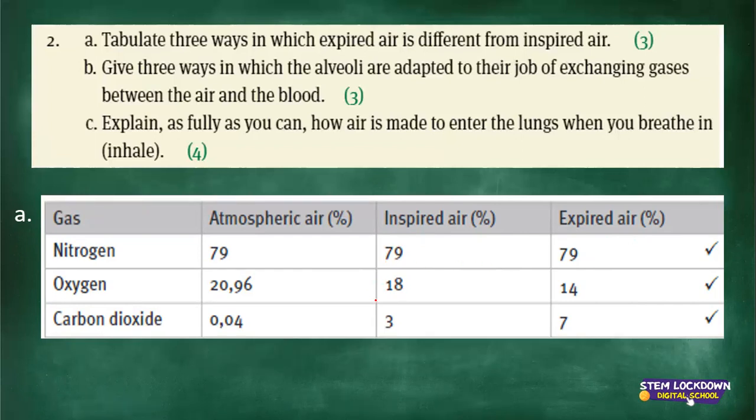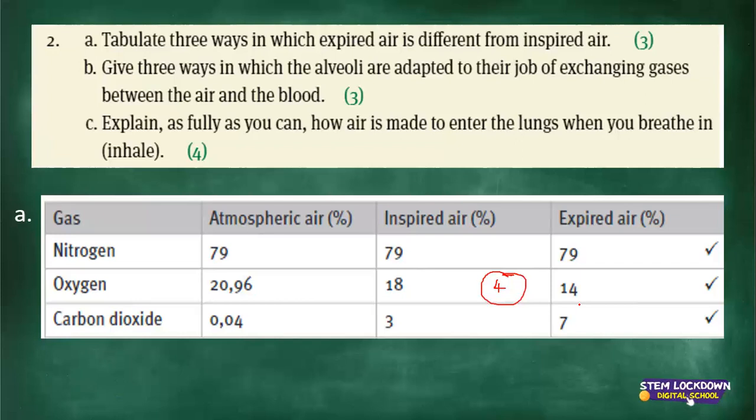But when it comes to oxygen, you inspire 18%, but you expire 14%. Why? 18 minus 14 is 4, so there's a difference of 4%. That 4% is used up in your body. It is used for cellular respiration, whereby it's broken down to release energy. It's also transported to other organs in your body where it is required to facilitate respiration. That is why.